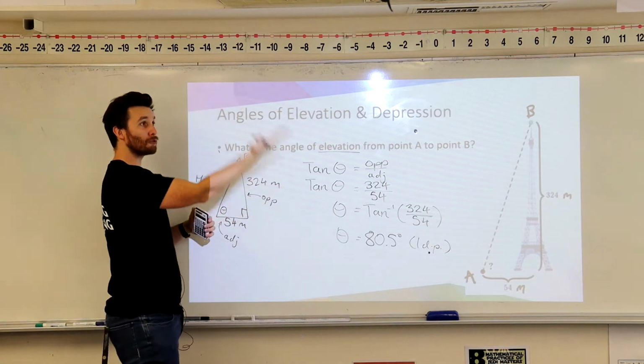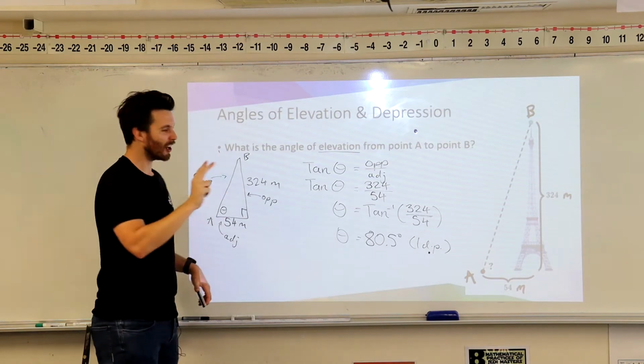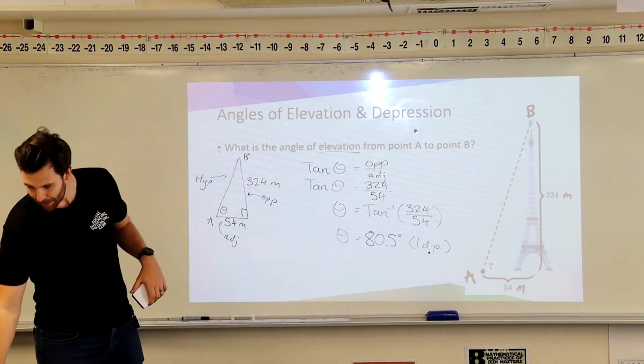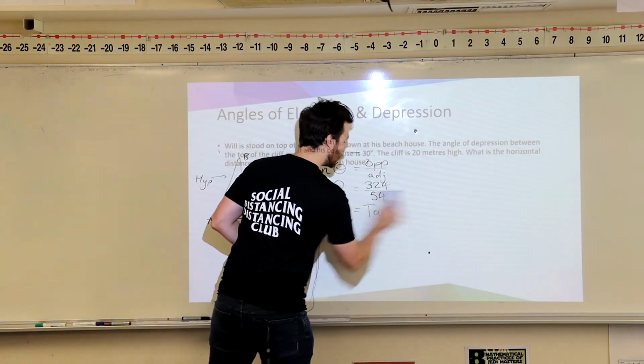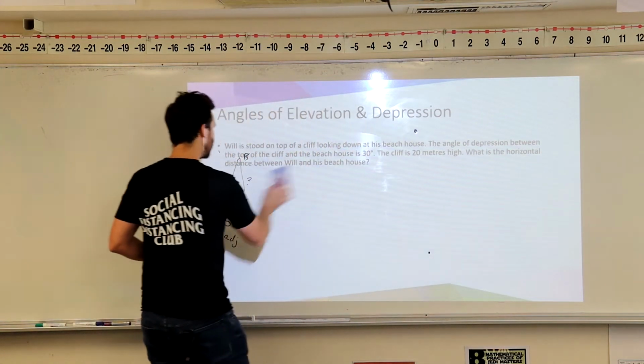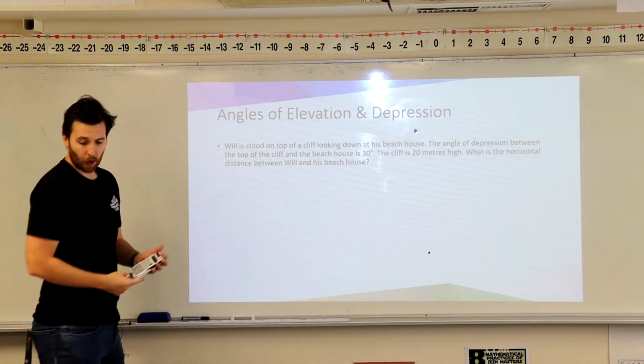You imagine you'd be looking pretty close to straight upwards, so 80 degrees being kind of close to 90 makes sense to me. Okay, the next question that we're going to do is a little bit more tricky, but that's fine. Okay, so first of all, we'll start by reading the question out.